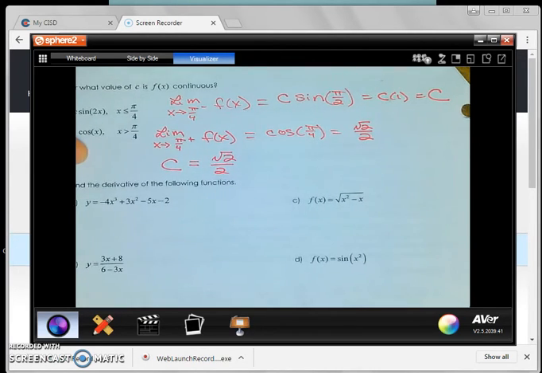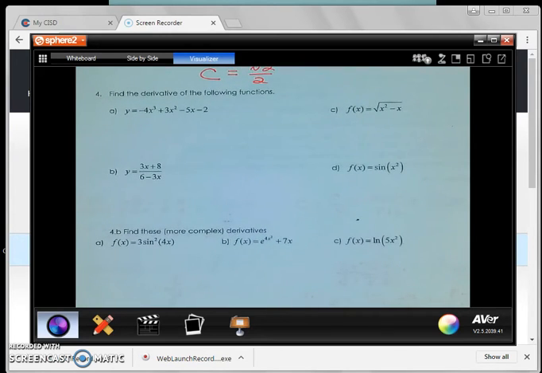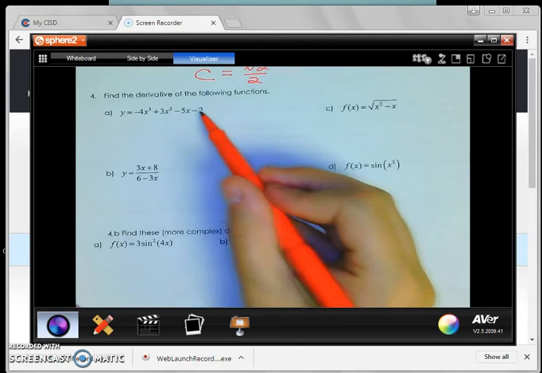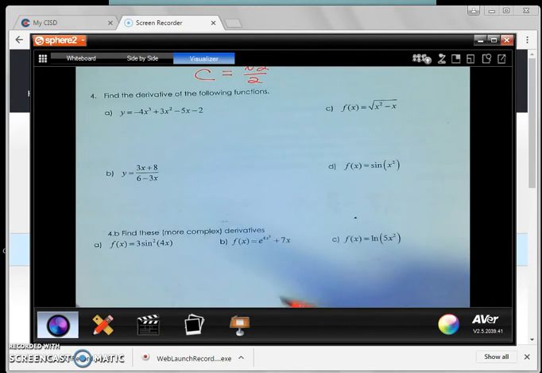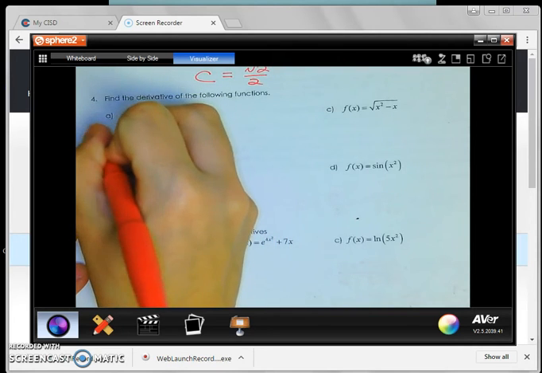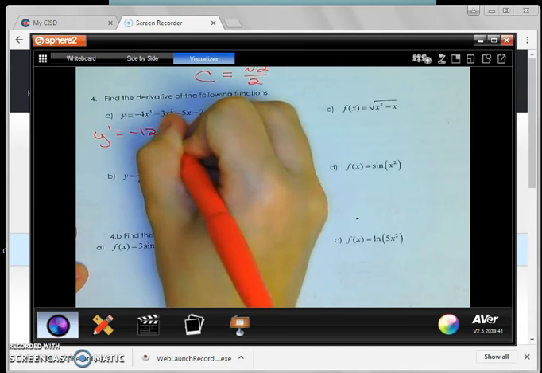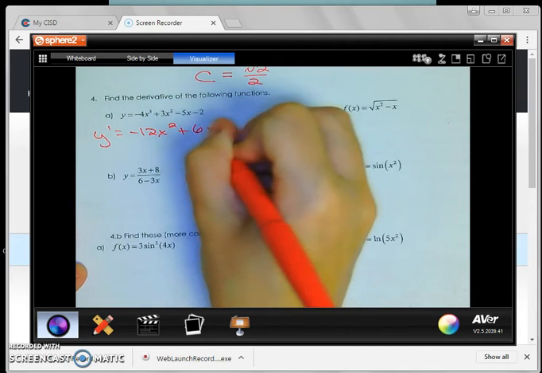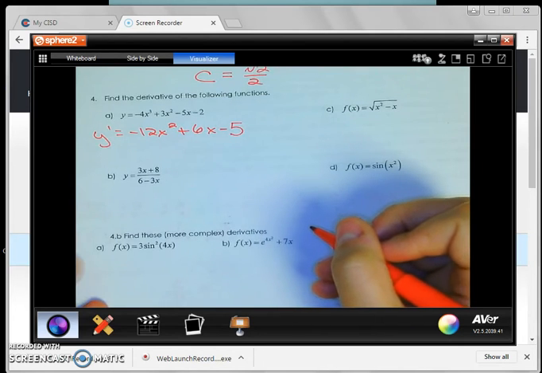Okay. All right, so now we are finding derivatives. So find the derivative of the following. This is going to be straight power rule. This, we would rewrite it and use chain rule. You're going to use quotient rule here. And then this is a trig function there. So let's see, power rule. I would say y prime equals 3 times negative 4 is negative 12x squared plus 6x minus 5. So you've got that there.